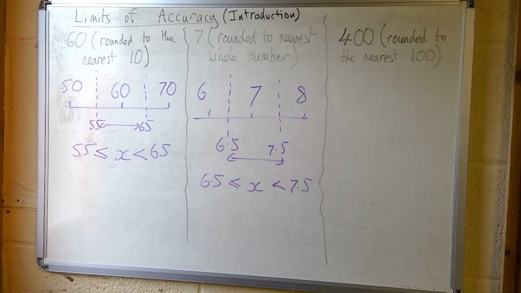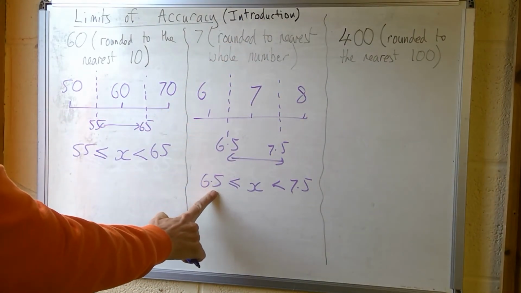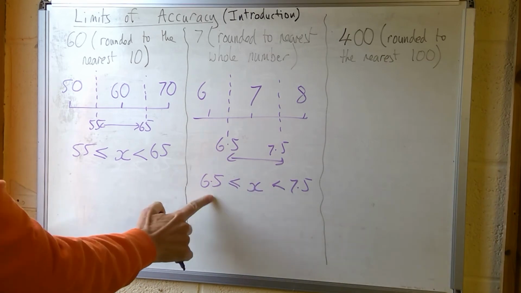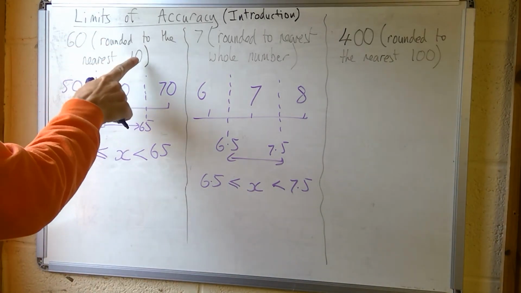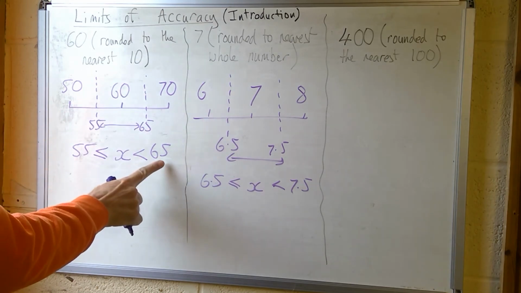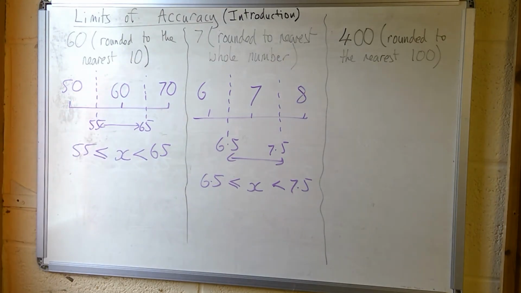An important point here is that this has been rounded to the nearest whole number. So the gap, the difference between my upper and lower bound is 1. With this one, it's been rounded to the nearest 10. The difference between my upper and lower bound is 10. So that's something to look out for.